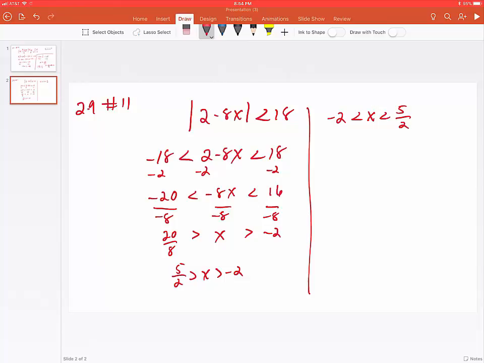It'll be a little easier to write it in interval notation. So here's my solution. What would be my solution set for this particular thing? It would be negative 2, and then 5 over 2. I just looked at the question and just wanted the solution set. So negative 2 and then 5 over 2.